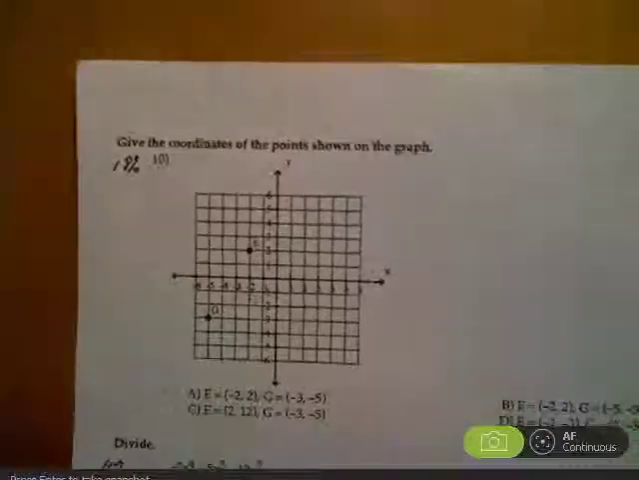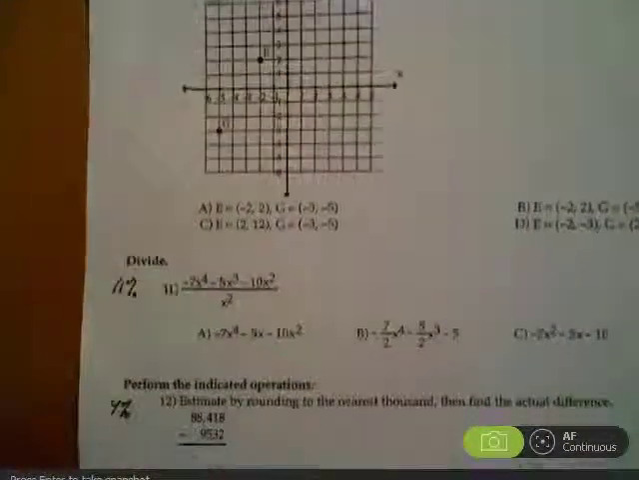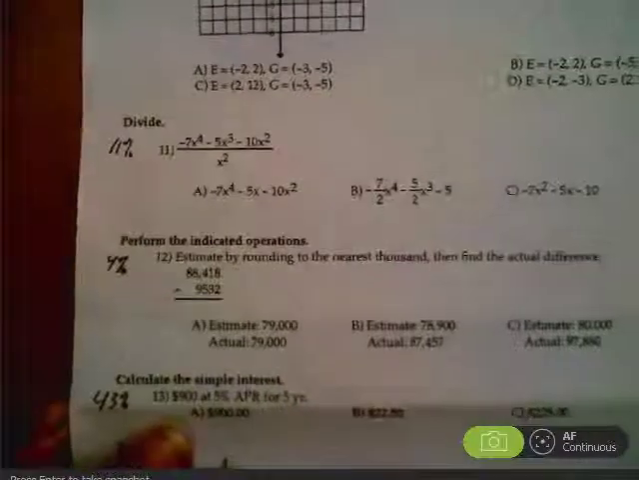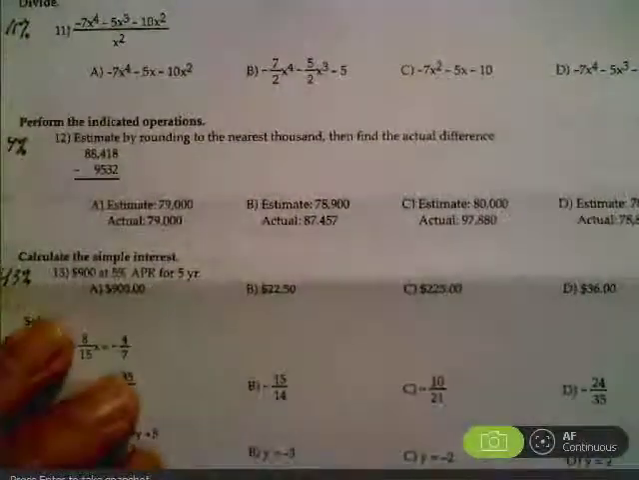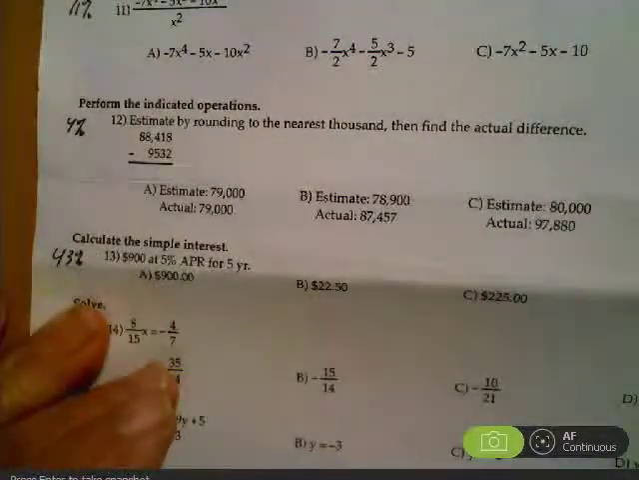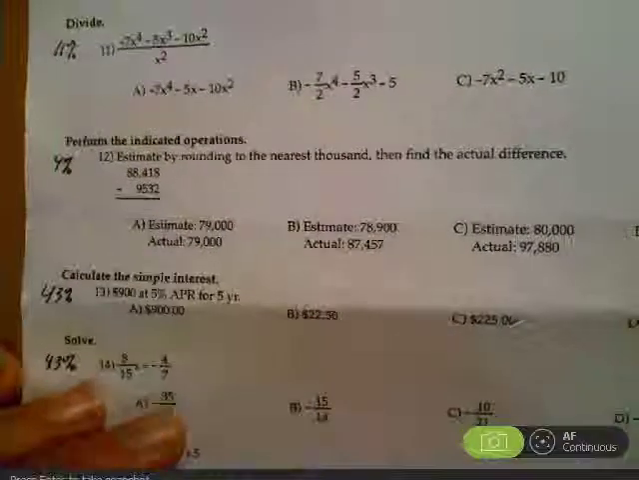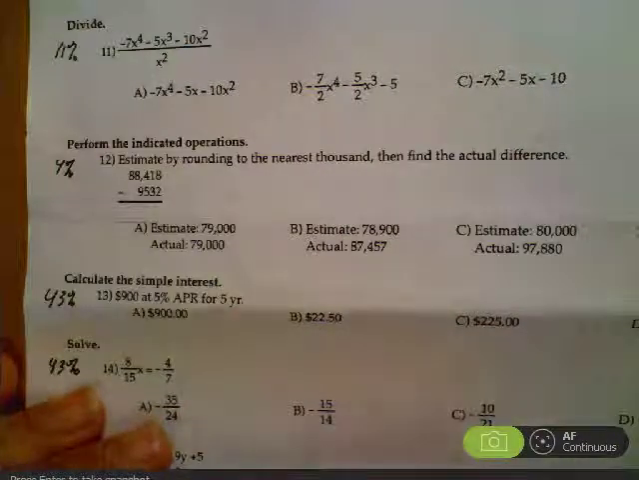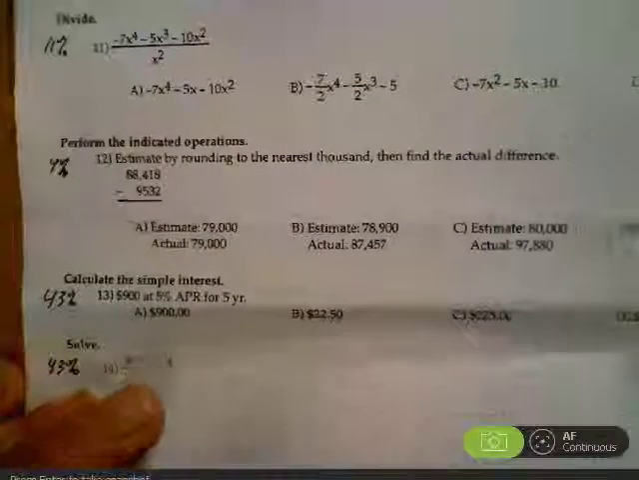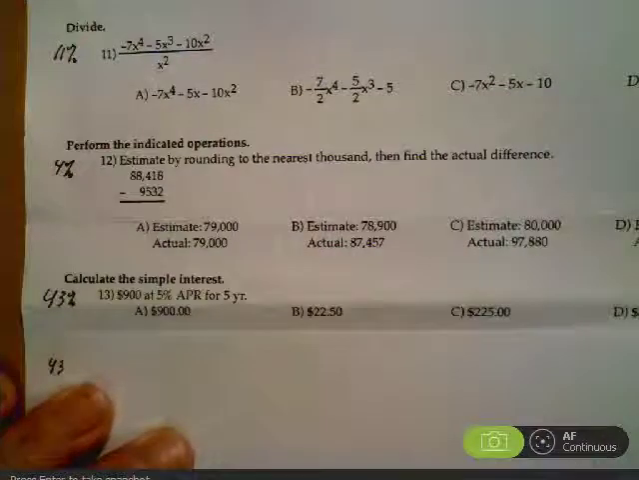On our second page, we see that almost no one missed the coordinates. The division was pretty straightforward. The estimation, very good. The simple interest problem, 43% of the people missed this problem. So when we look at that simple interest, we see $900 at 5% annual rate, for 5 years. This is an odd problem because it's simple interest and most people don't relate to this anymore.